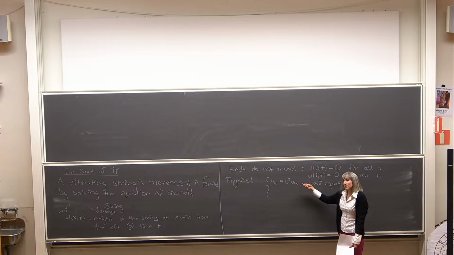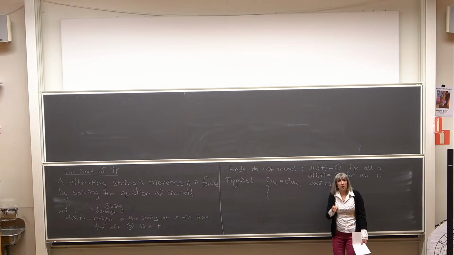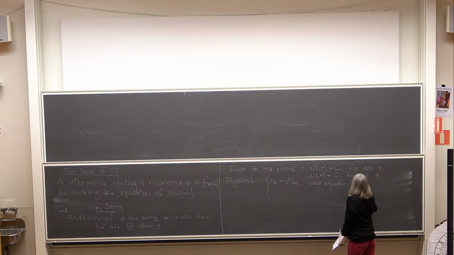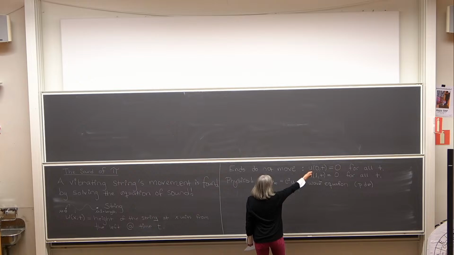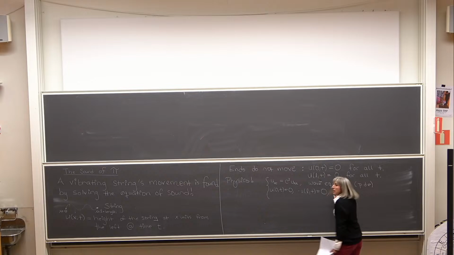And this constant c depends on the material that the string is made of, and more or less how elastic that material is, and therefore how quickly the string will vibrate. So that's the wave equation, which is a partial differential equation. And then let me write down these equations right here. So at the left endpoint, my function is 0, and at the right endpoint, my function is 0. And this is called a boundary condition.